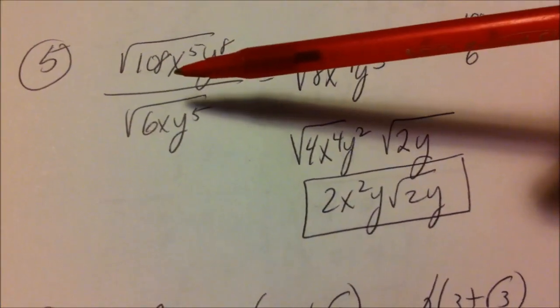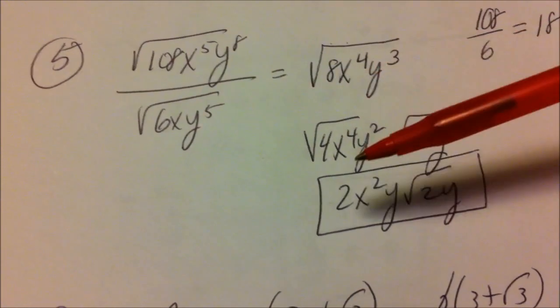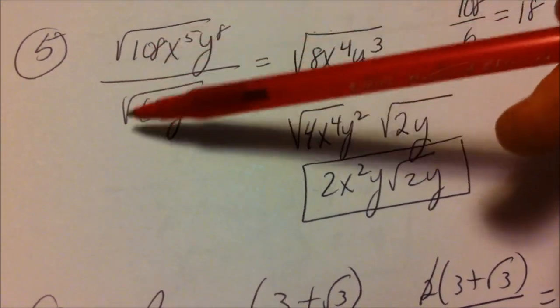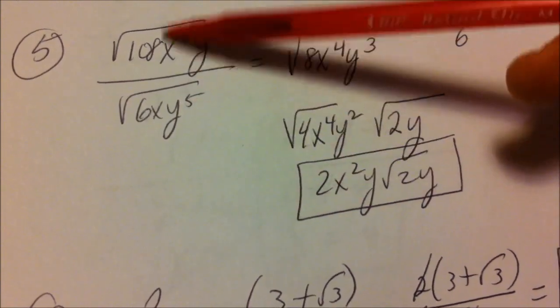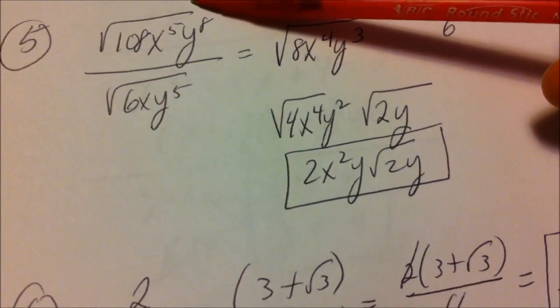And again, the old saying is, if you're adding or subtracting, you simplify first. If you're multiplying and dividing, I suggest you divide first. So I divided the 108 and the 6, and you see they're both under radicals, so it can be done. Whatever's inside of the house stays inside. And if I wanted to write this as one big old radical, I can.